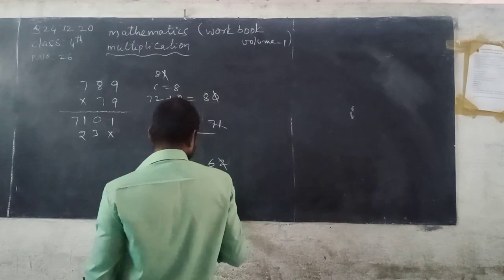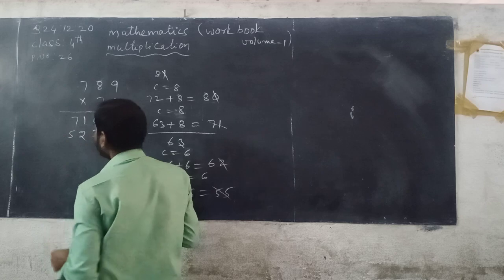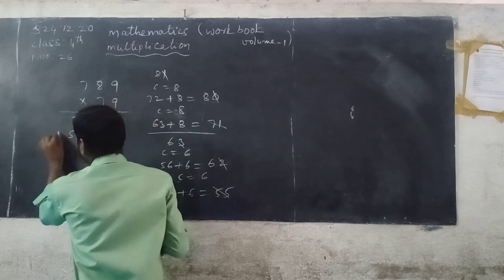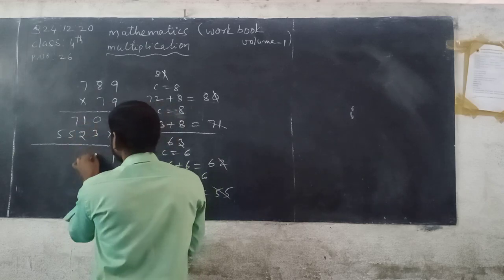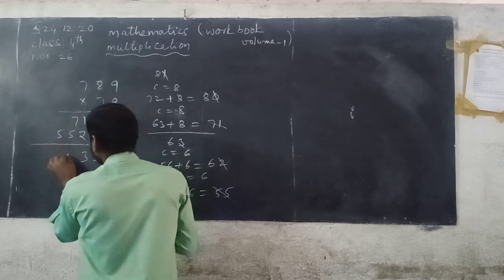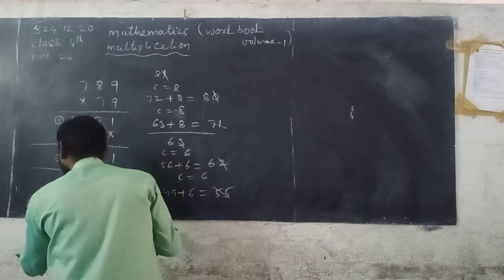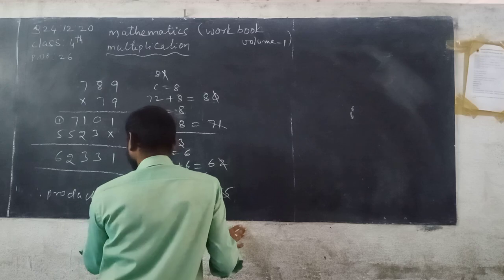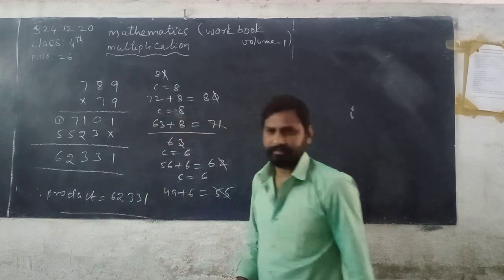See here, you write the 1 plus 5 below the 7. And then you write 10 plus 5 beside the 5. Then you write it like this only. Now add it. 10 plus 3, 13. 1 plus 2, 3. 7 plus 5, 12. 2 taken, 1 carried. 1 plus 5, 6. Therefore the product is 62,331. Write down.